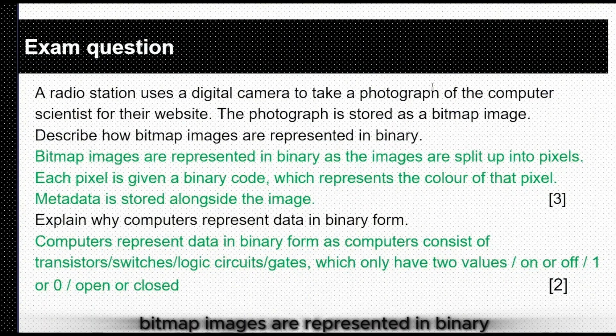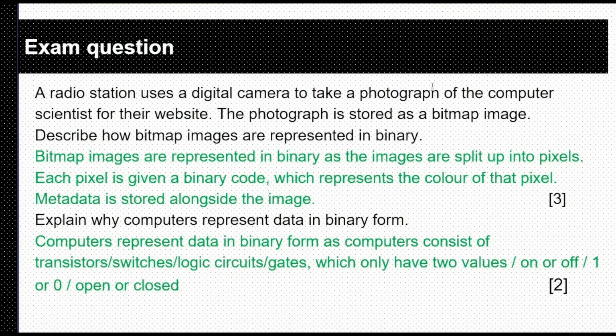Bitmap images are represented in binary as the images are split up into pixels. Each pixel is given a binary code which represents the color of that pixel. Metadata is stored alongside the image. Now, we have not done metadata as yet. We will look at metadata later.